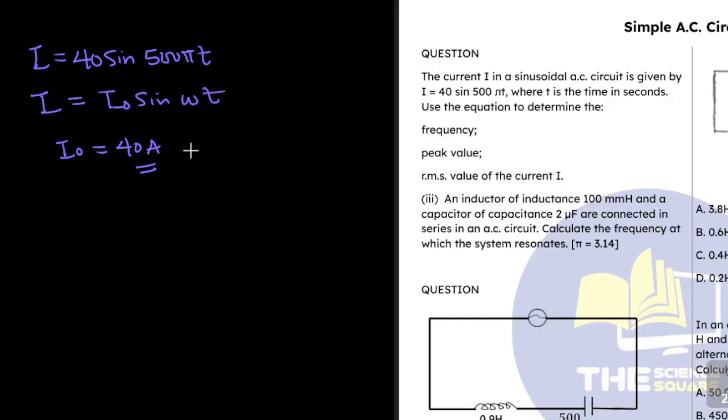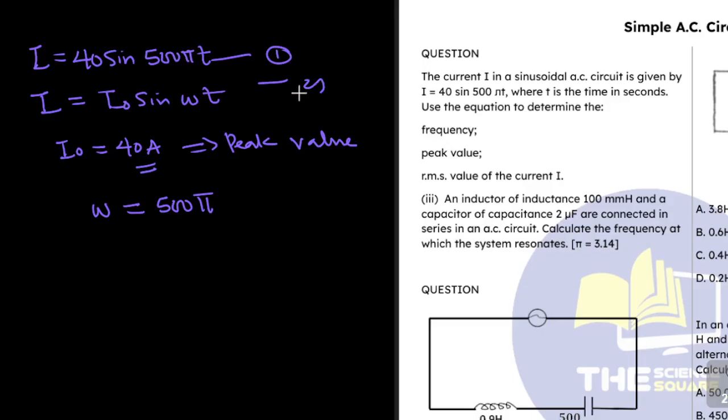This gives us the peak value of current. That's the amplitude of the sine waveform, which is 40. While for us to get the frequency, recall that if you compare the two equations, equation 1 and equation 2, you see that our omega is equal to 500 pi.